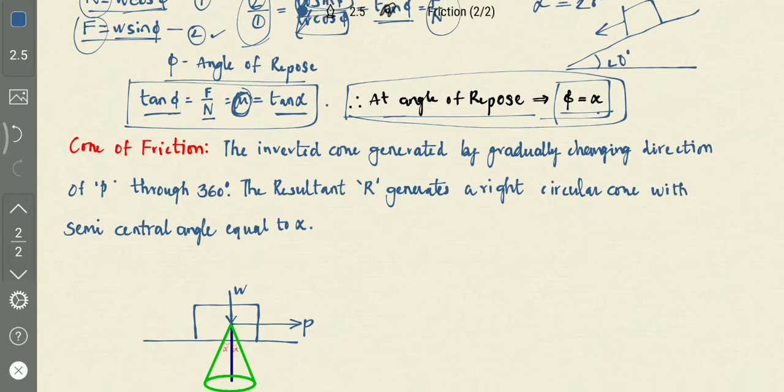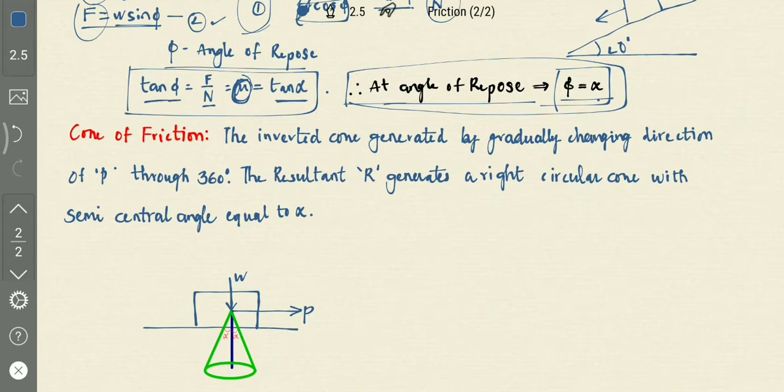So next is cone of friction. What is cone of friction? The inverted cone generated by gradually changing the direction of P through 360 degrees is called cone of friction. So what generates this cone is the resultant generates the cone.